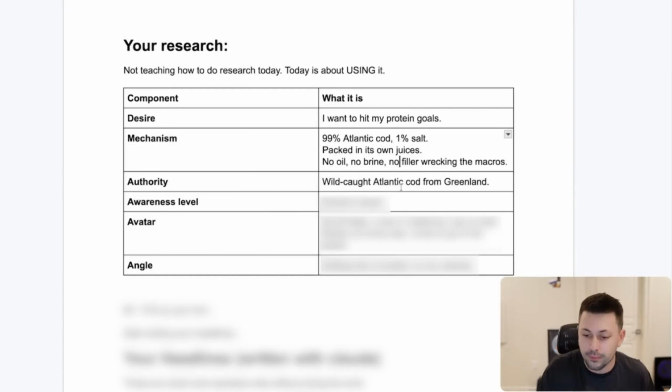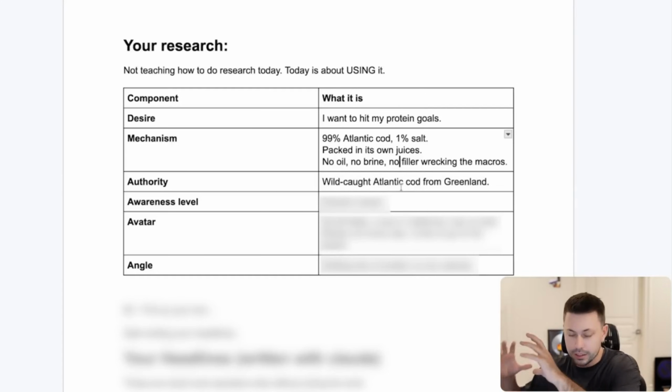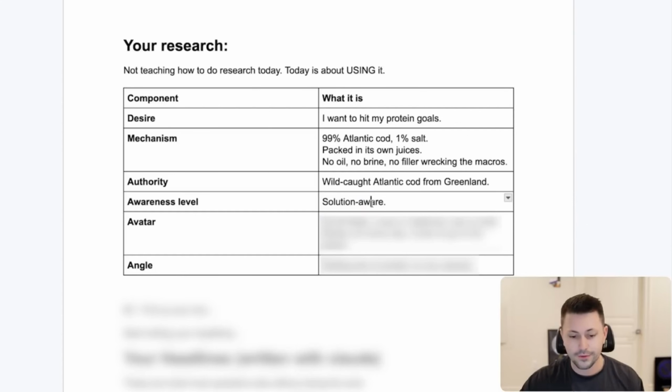Now, how is that an authority? Because it's caught in Greenland, right? Like someone is genuinely catching this fish. We're not just saying, oh, it's cod that is caught from the Atlantic. So it just adds more authority that it's fresh, it's good fish. The awareness level here that we're going to go after is solution aware, and I'm going to talk about how I'm choosing these in a second.